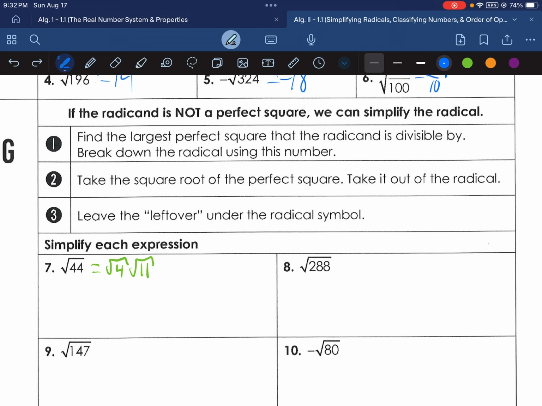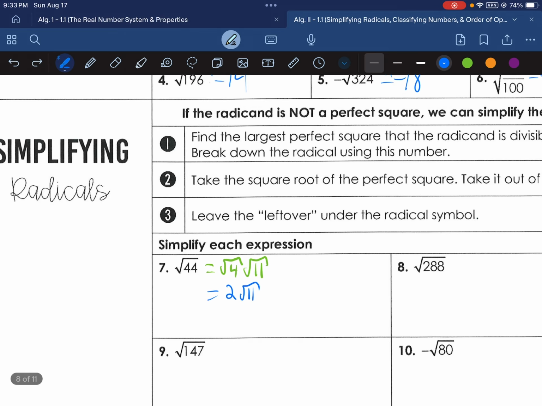So the square root of 44 becomes the square root of 4 times the square root of 11. Now, the reason that is helpful to us is because we know the square root of 4 is 2. And so we call it 2 times the square root of 11. The square root of 11 just stays the same. And so what we do is we take the square root of the perfect square, 2, and now it's out of the radical because we already did that operation.